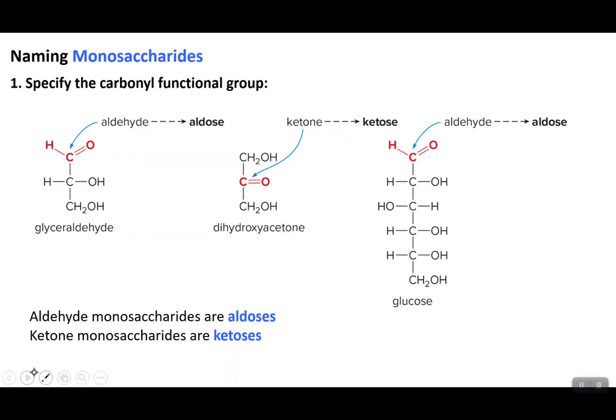This OSE ending is classic of naming conventions for carbohydrates. So when you see an OSE ending, oftentimes that's referring to a carbohydrate.